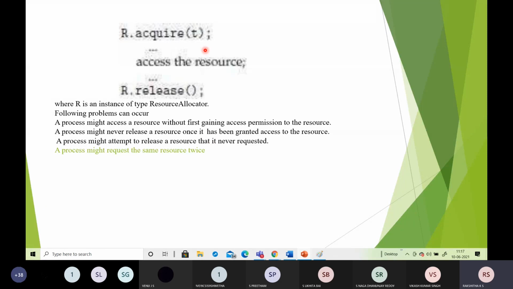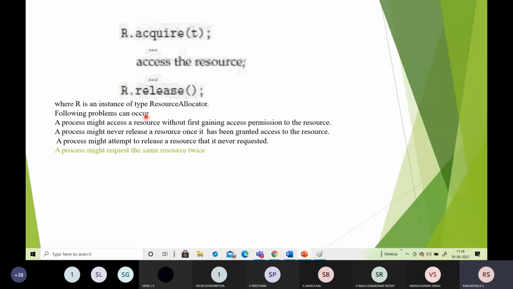Here r.acquire: the resource is going to be acquired by a process for a particular amount of time. The particular process has to wait until that resource comes out, then it will access the resource. Once it has accessed the resource and the task has been completed, it has to call the release operation to release. Here R is an instance of type resource allocator. So here R stands for a resource allocator.